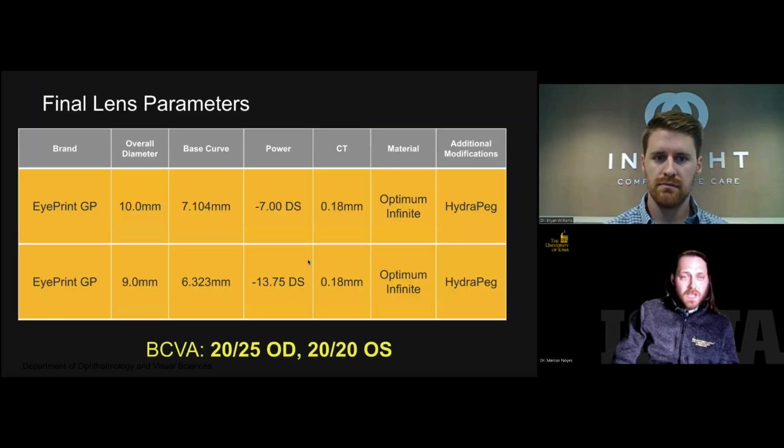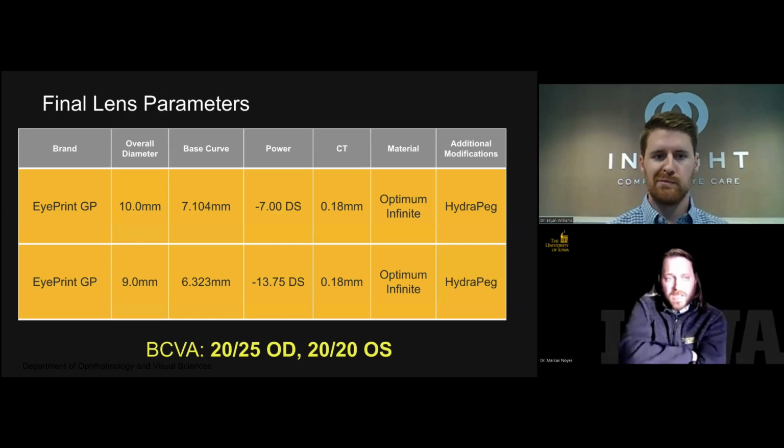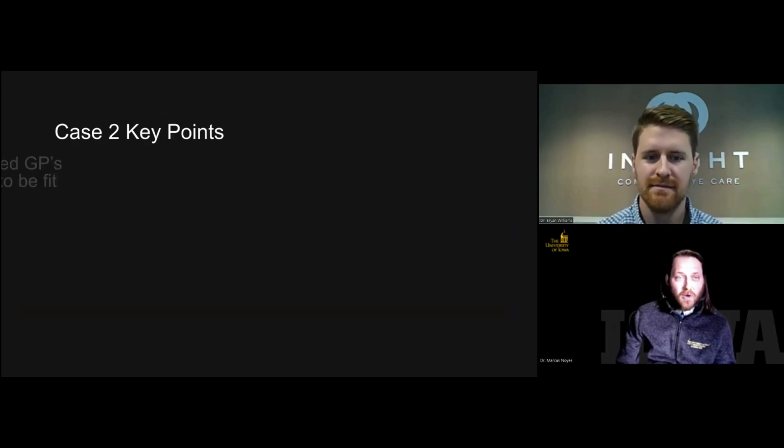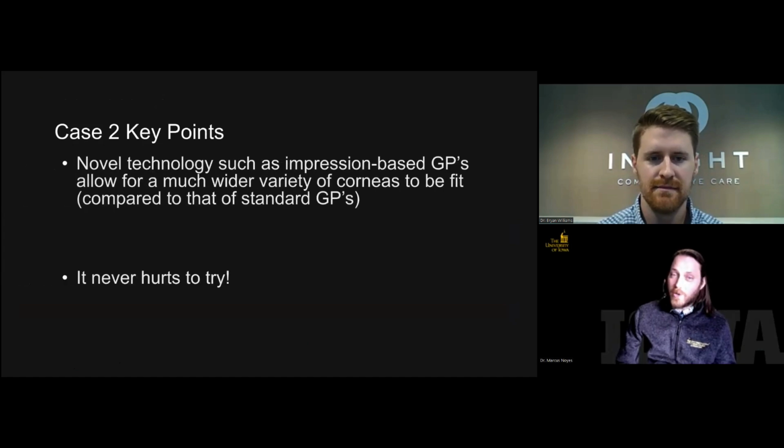Excellent. So his final lens parameters were the impression-based EPGP gas perms with the parameters there, and he actually got to 20/25 in the right eye and 20/20 in the left. So this was one of those that felt like a Hail Mary, but it ended up working. And when those happen, it makes you look cool, but it feels pretty rare. So the key points from this is there's always new technology coming out in the specialty lens world. And just because sclerals have so much potential for so many patients, don't forget about some of your other lens types like GPs and the new novel technology involved with those as well.